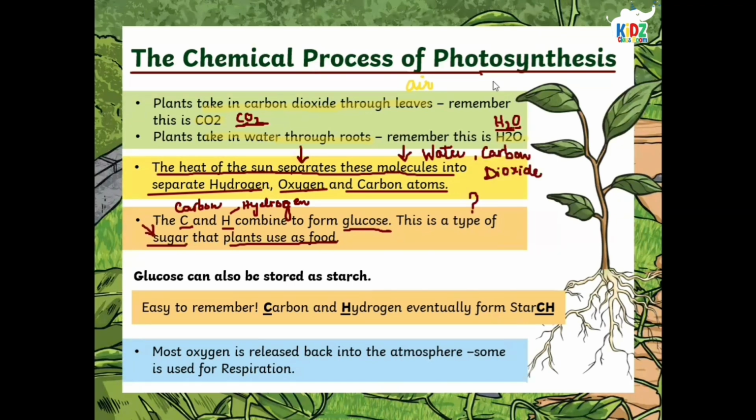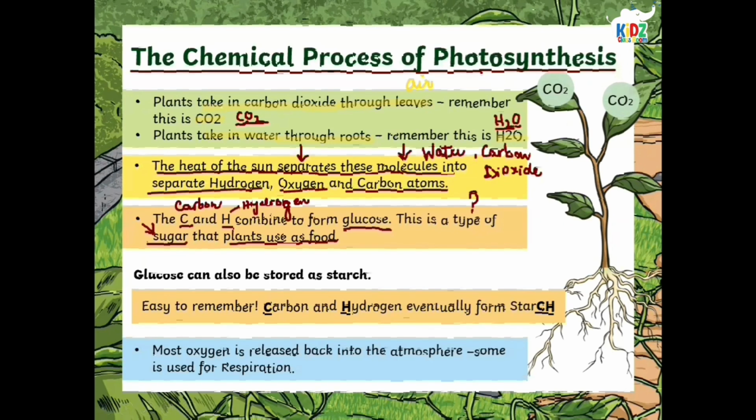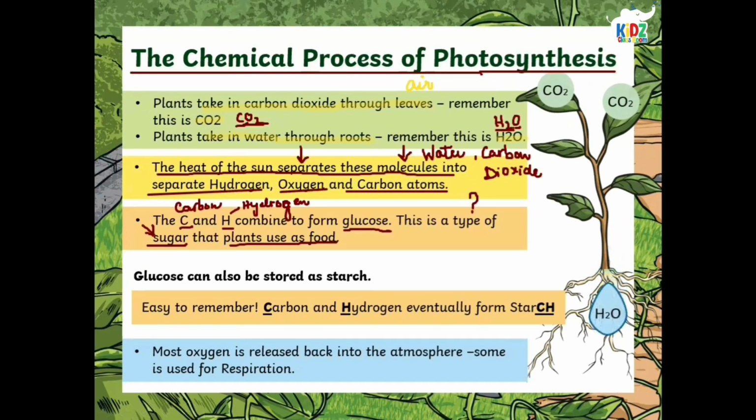So let's recall. Plants take in carbon dioxide through leaves. Remember, it is CO2. We represent carbon dioxide chemically as CO2. Okay, and what else do plants take in? Plants take in water through roots. And remember, we can represent water chemically by showing this H2O. It means two hydrogen atoms and one oxygen atom, when combined, make up water.